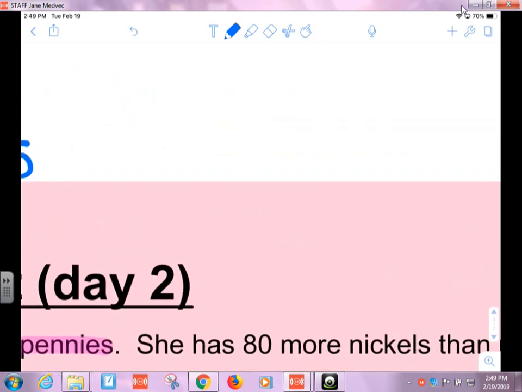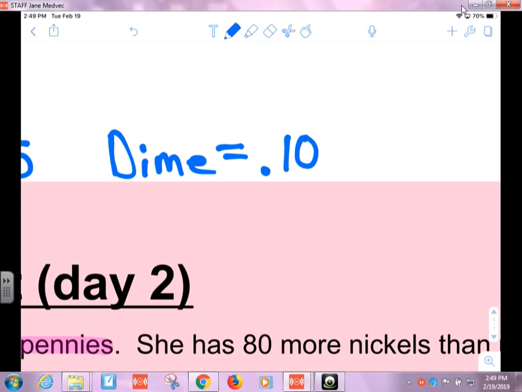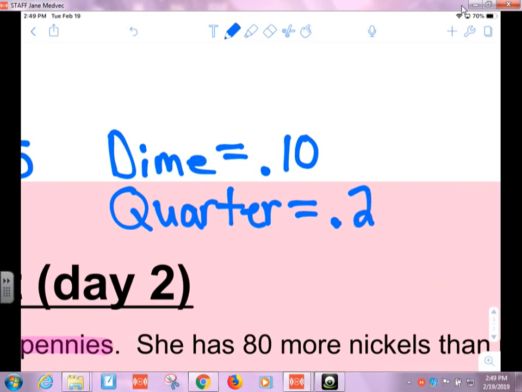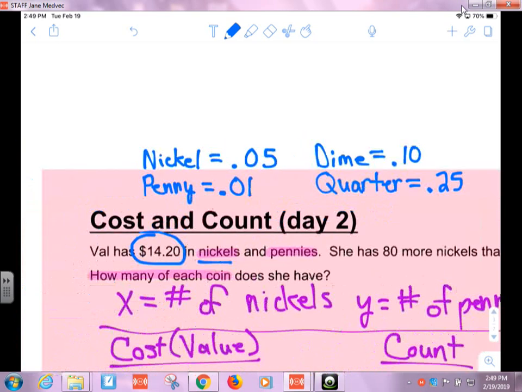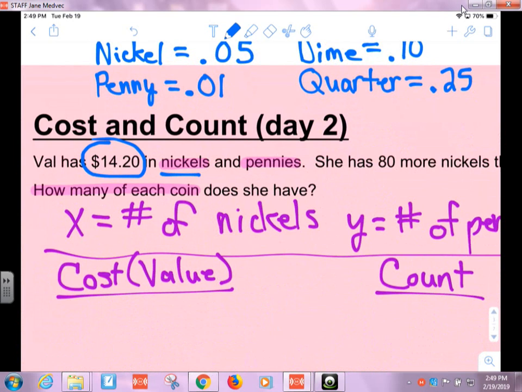If I had a dime, let's say I have other examples like a dime, a dime would be 0.10, which is 10 cents. A quarter on a cash register would read 0.25. So it kind of depends on what coin you're talking about. In our instance, in this problem, it's a nickel. So I'm going to do 0.05. That's the value of that.